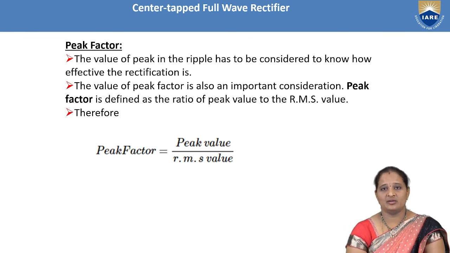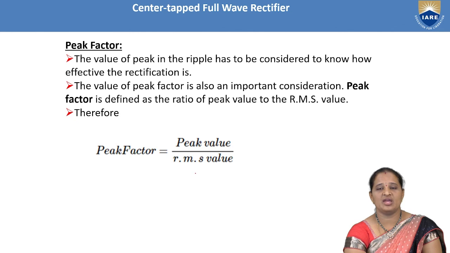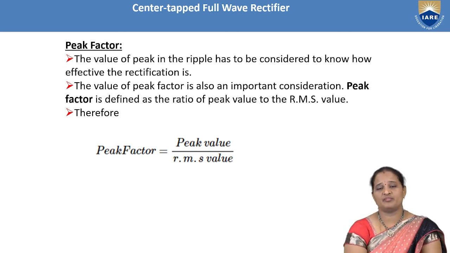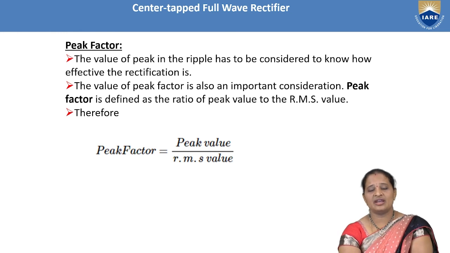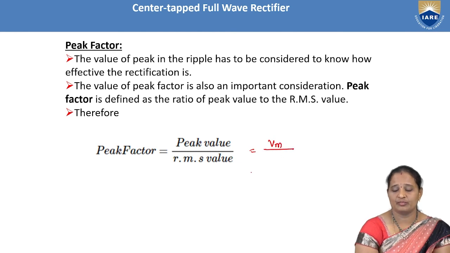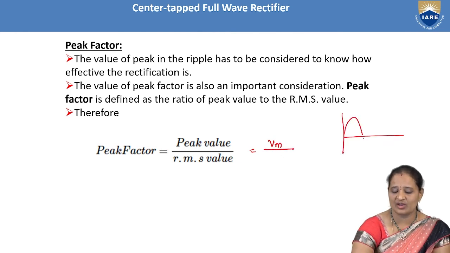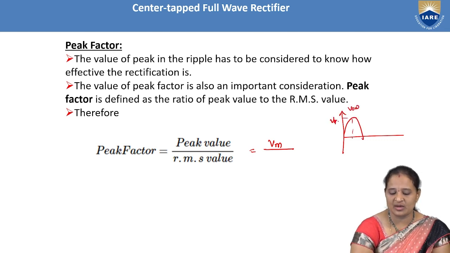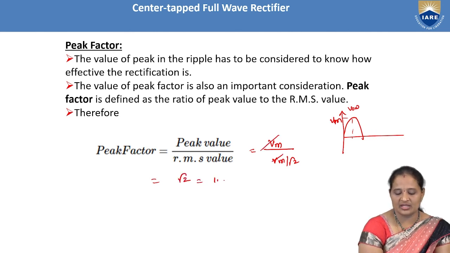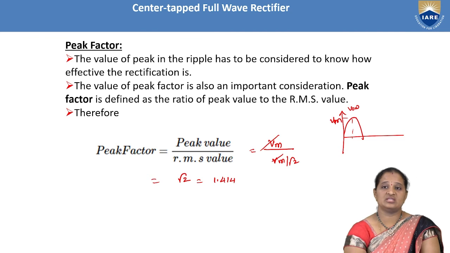Now coming to the peak factor, it is defined as the ratio of peak value to the RMS value, and it is a factor to be considered in order to find out the peak value of the ripples present in the rectifier output. We already know that the peak value equals Vm, because in the output we have the maximum value as Vm. If you consider this as my output, this is considered to be the peak value. Vm divided by the RMS value, Vm by root 2, so Vm gets cancelled. Root 2 is 1.414. So this is the peak factor.